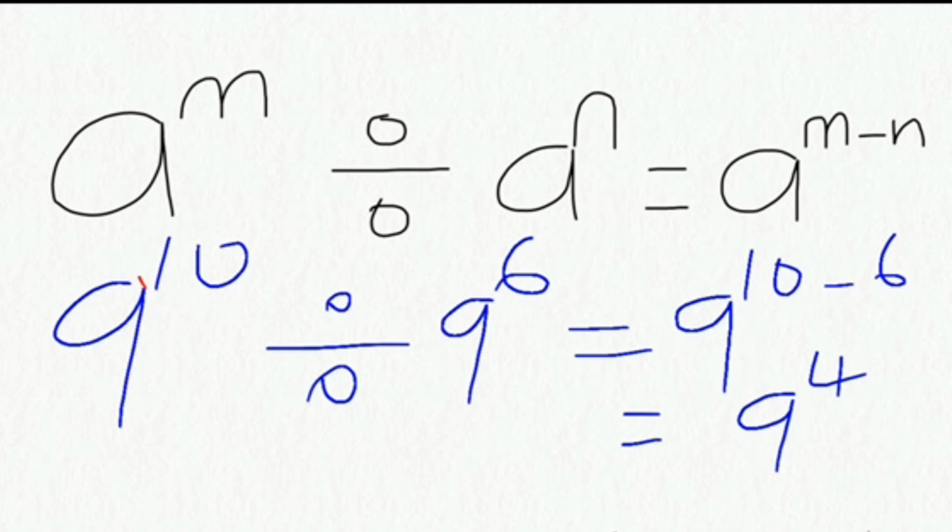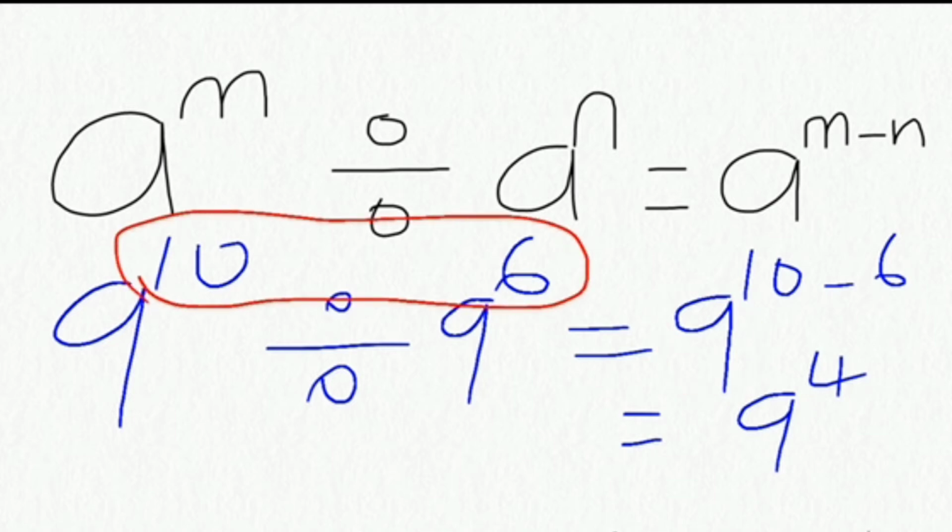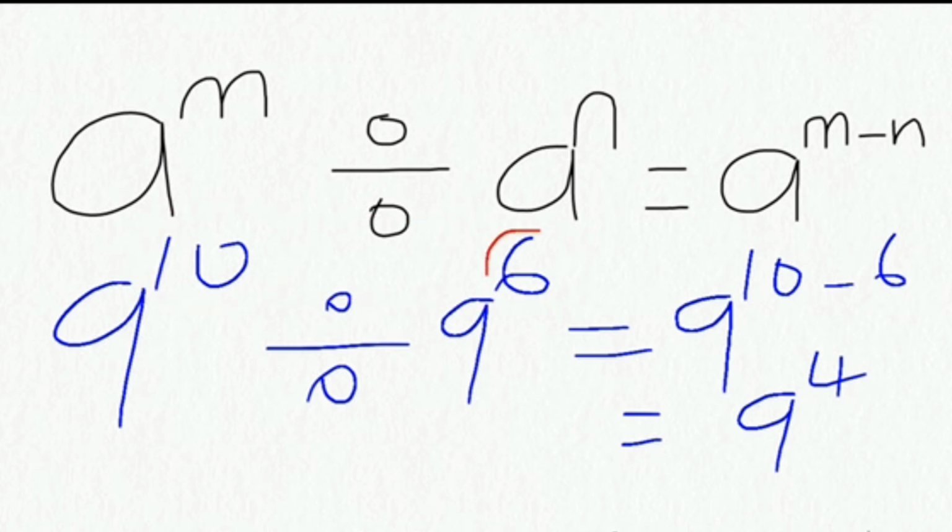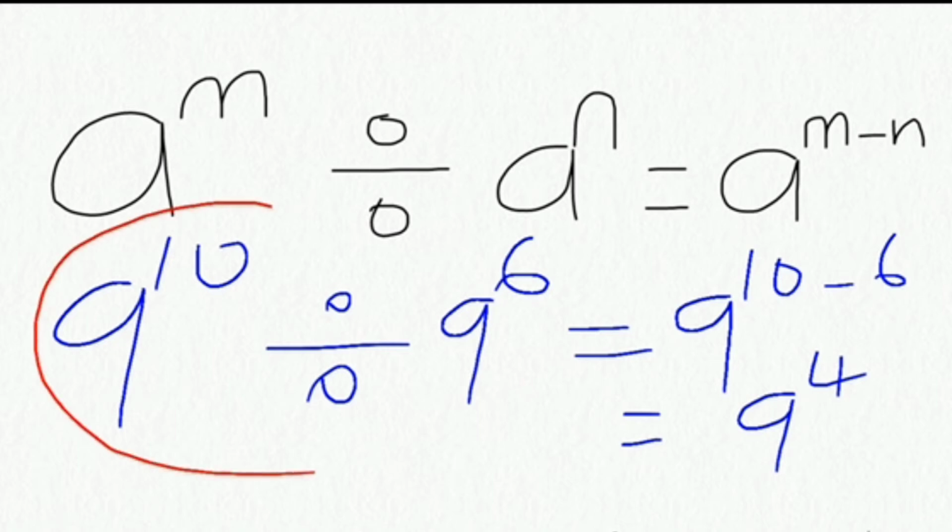I have only written one 9. And then what about these indices? Subtract them. 10 less 6. 10 minus 6. There are two bases. When there is a division sign, write only one base and then you subtract the indices. 10 minus 6. The answer is 4. That will be 9 to the power 4. This 9 to the power 4 is the same as 9 to the power 10 divided by 9 to the power 6. We will prove that one later on a calculator.